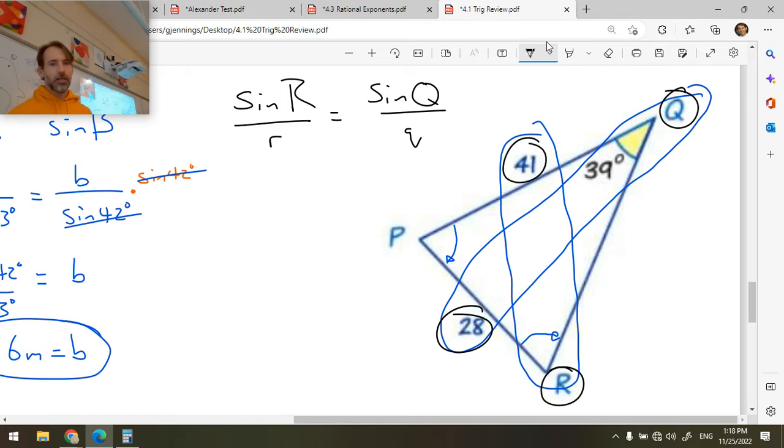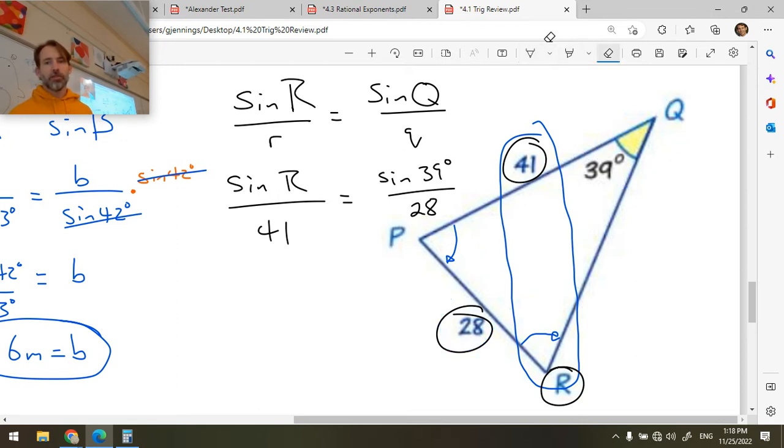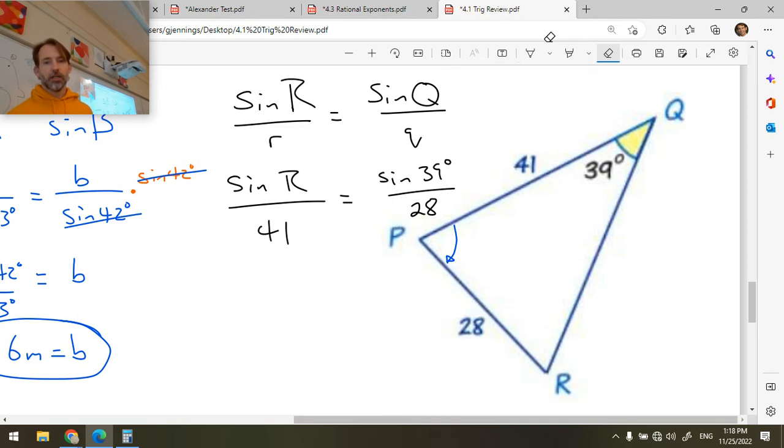Okay, so let's set it up. Sine R, we still don't know this angle R, so that's my unknown, over 41 is equal to the sine of 39 degrees over 28. And that's a lot of scribbling on your diagram, Mr. Jennings. Get rid of your scribbling. Okay, there we go. Let's keep going.